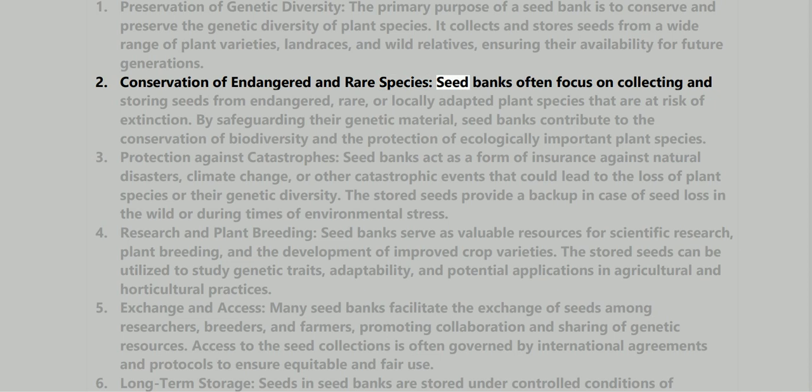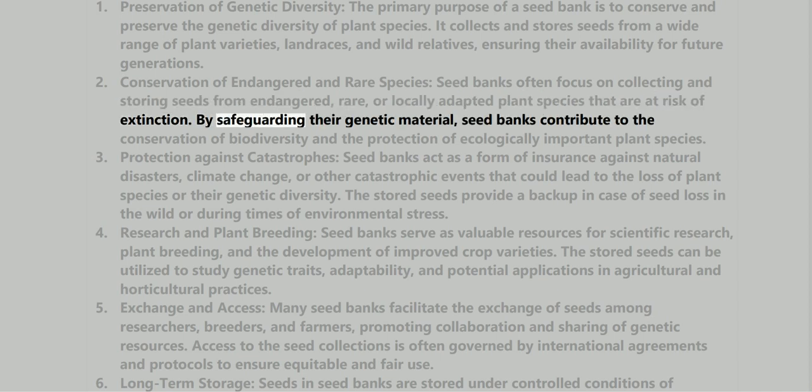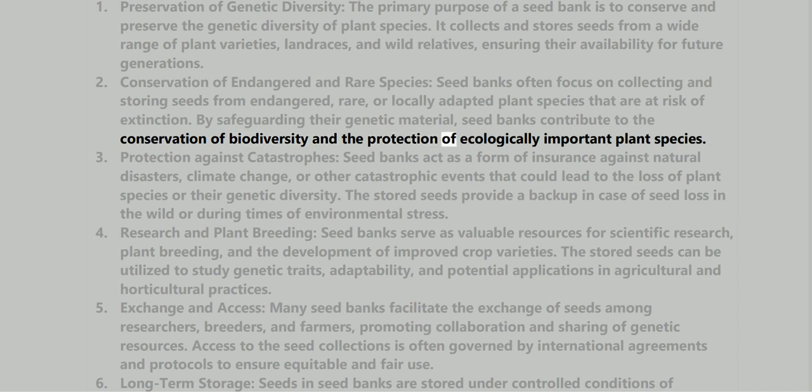2. Conservation of endangered and rare species. Seed banks often focus on collecting and storing seeds from endangered, rare, or locally adapted plant species that are at risk of extinction. By safeguarding their genetic material, seed banks contribute to the conservation of biodiversity and the protection of ecologically important plant species.